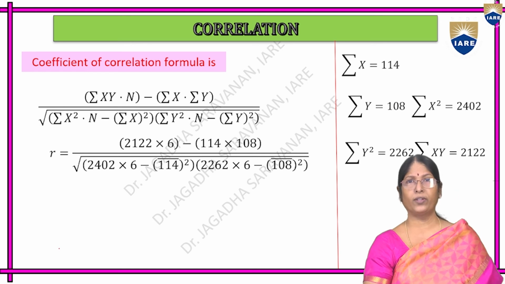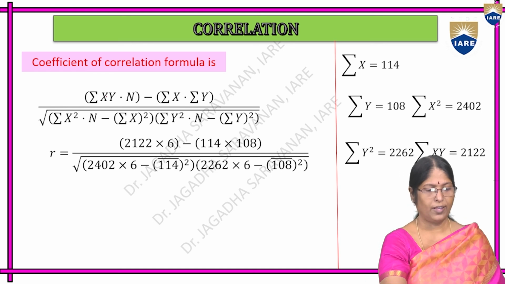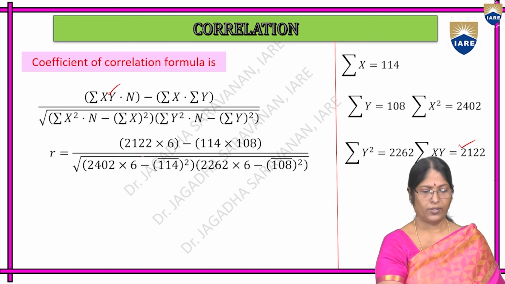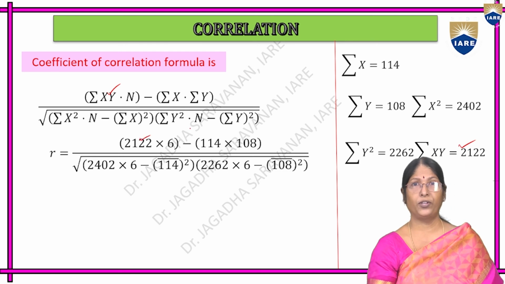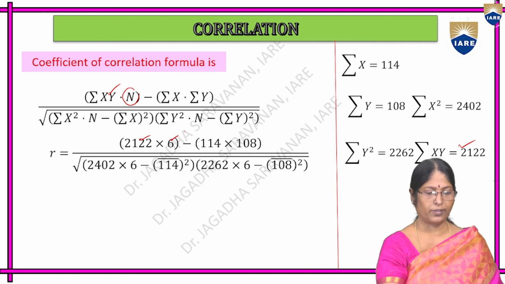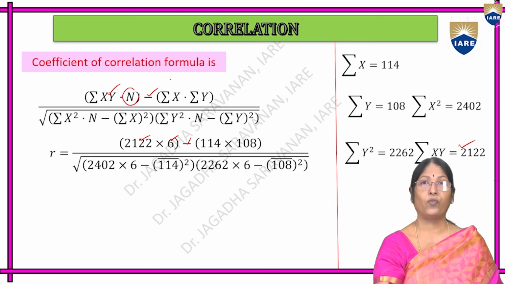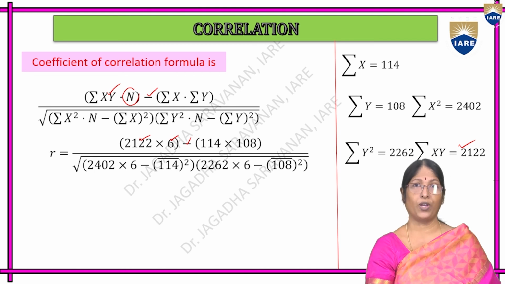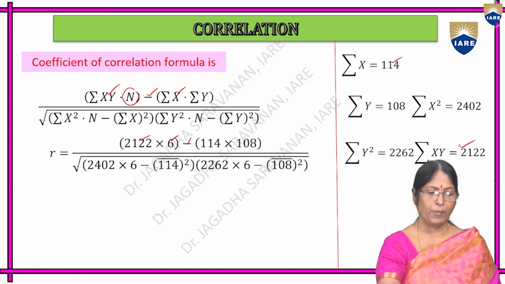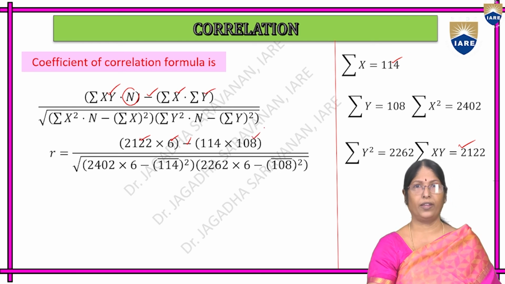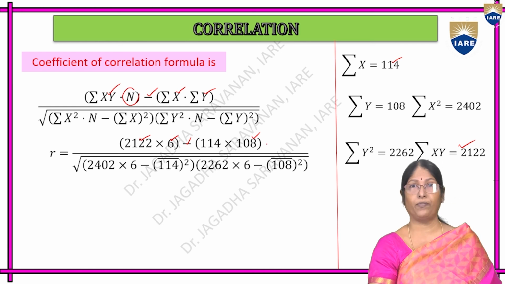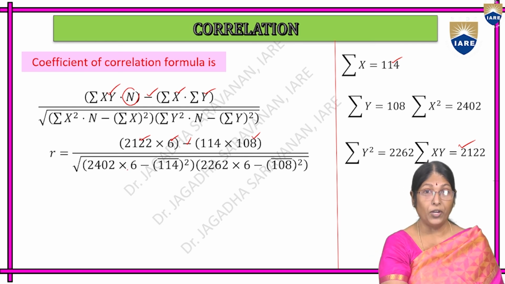Now we will concentrate on the substitution part. First, summation xy, which we can see very clearly kept at the side, is 2122. In the question, the number of paired data given is 6. The minus is already in the formula. Summation x is 114. Summation y is 108. With that, the numerator part is completed.